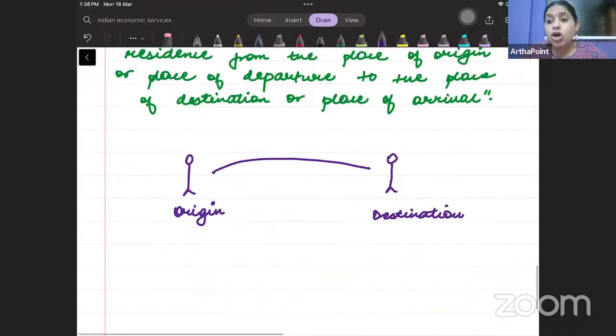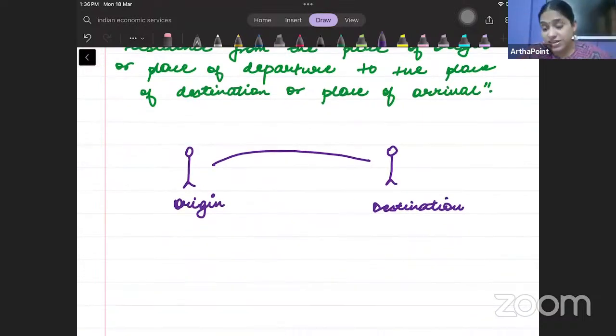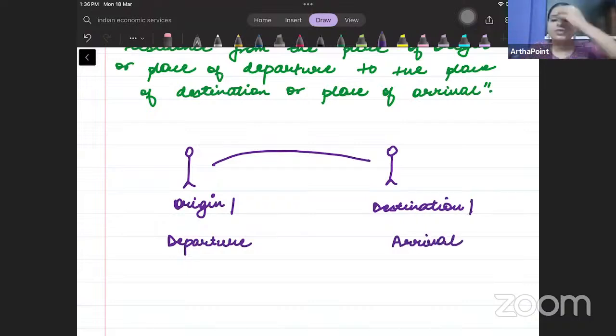Or because you're departing from that place, आप उस place से जा रहे हो. Have you seen airports? It says departure, arrival. Arrival मतलब जहां पहुंच रहे हो. Departure मतलब जहां से जा रहे हो. So this can also be known as the place of departure, and this can be known as the place of arrival.